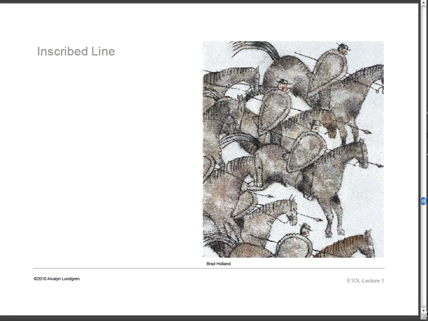This is an illustration. It's a painting in watercolor and gouache, but notice all the inscribed line that goes on. Every horse, every shield, even the riders are outlined, and then the spears themselves are linear elements.